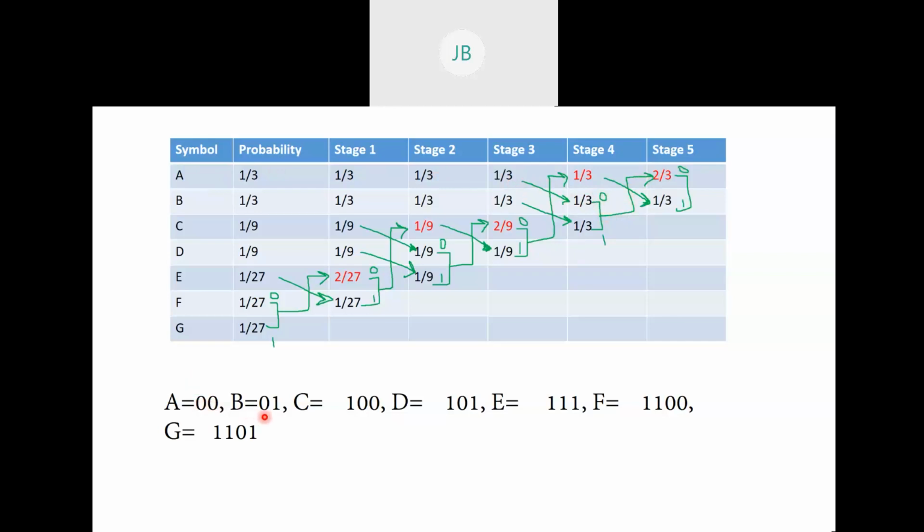Similarly, we'll see B. What's the path to go to B? Maybe we can use this path, right? Okay, so the reverse path is this one, 0, 1, and to B. So 0, 1 is the code word for B. Similarly, you can compute the others.